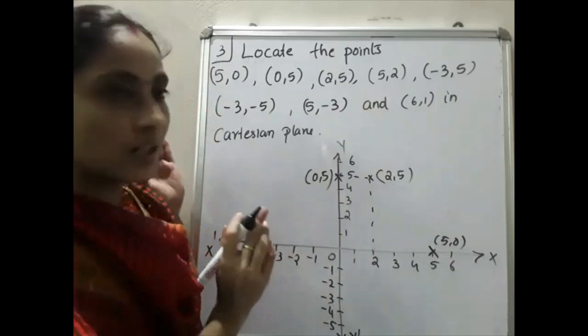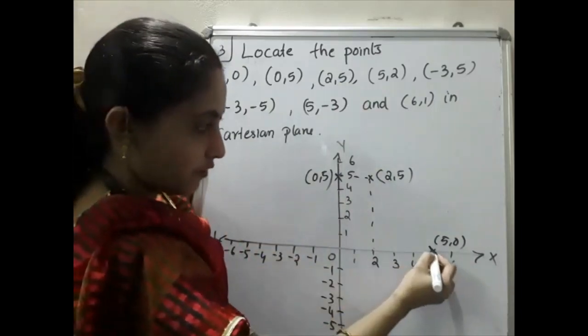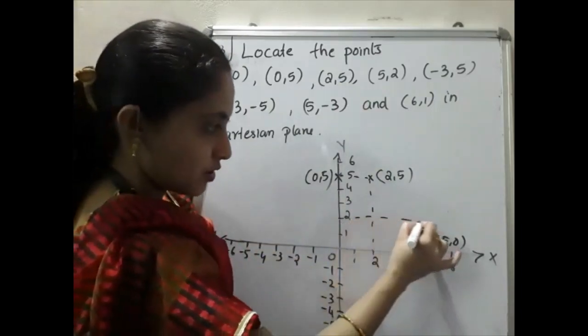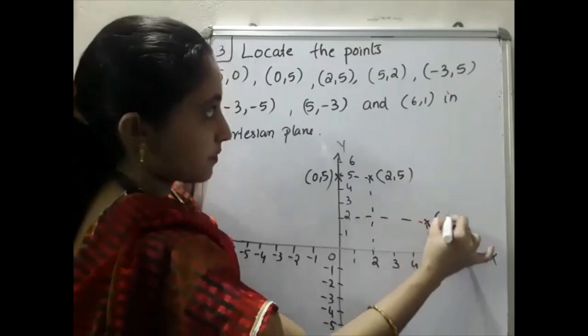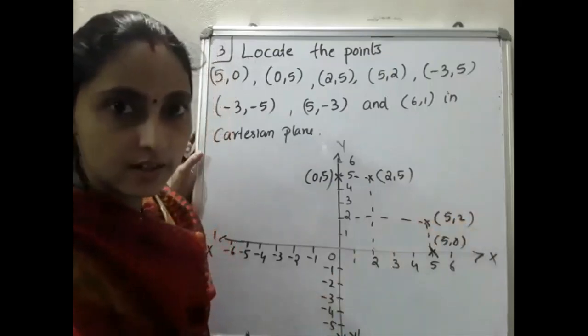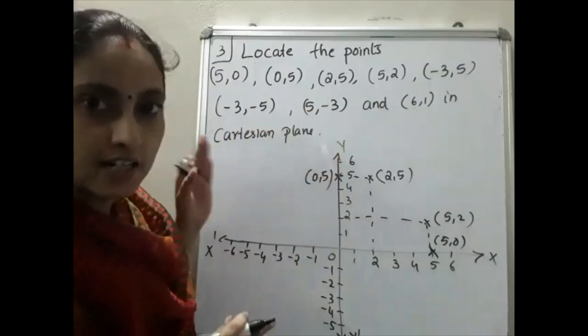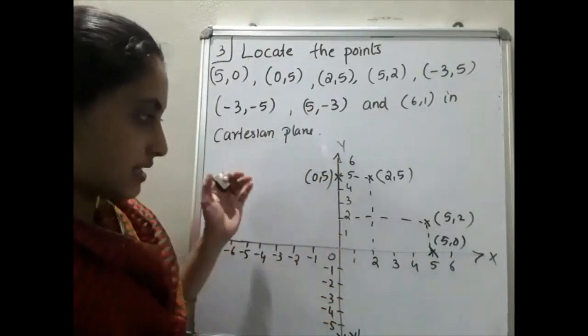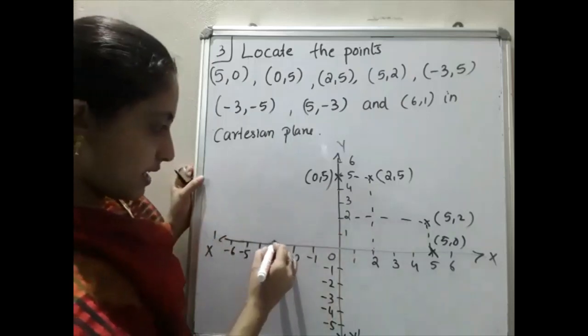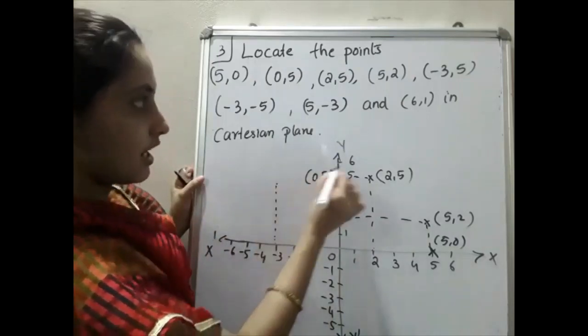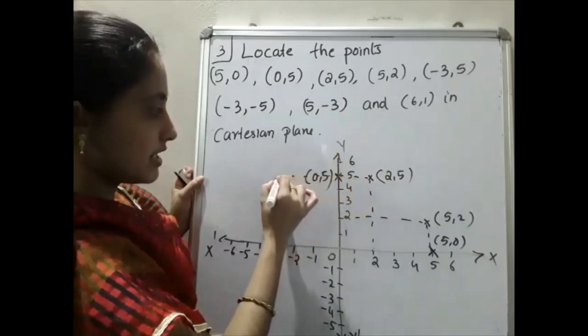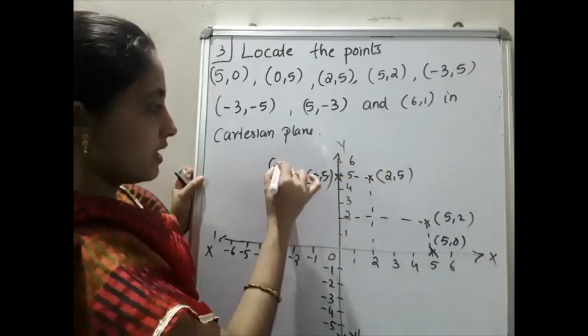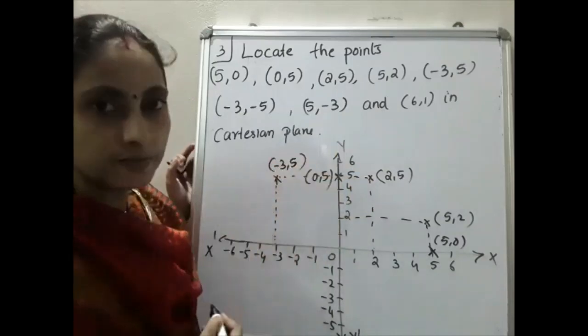Okay, next one is (5, 2). (5, 2) means what? Both are positive. So from here 5 and from here 2. So this point is what? (5, 2). Okay, next point is (-3, 5). (-3, 5) means what? First one is negative, second one is positive. So which quadrant? Yes, second quadrant. So from here -3 and then from the y-axis it is 5. So this point will be (-3, 5).